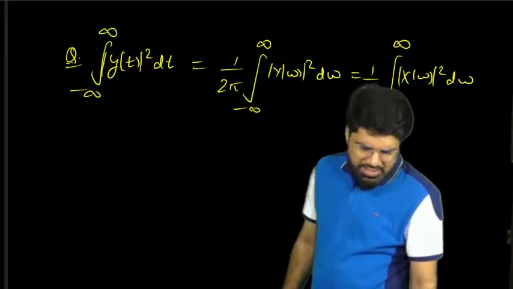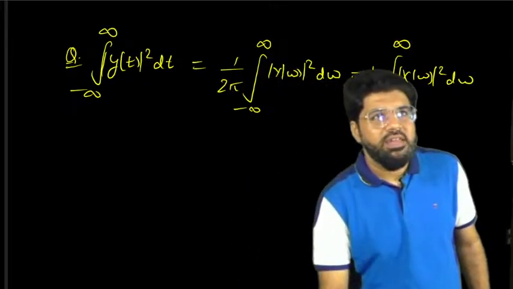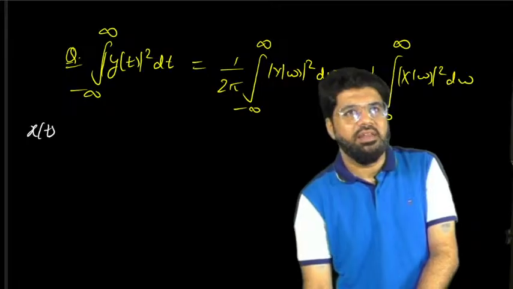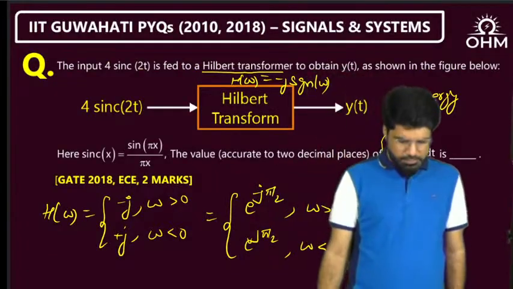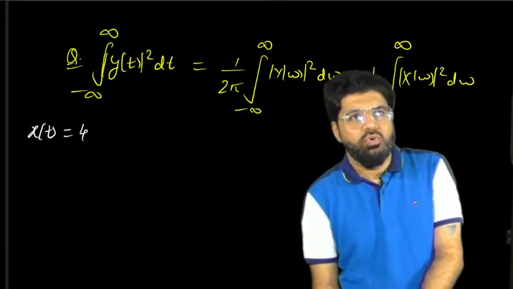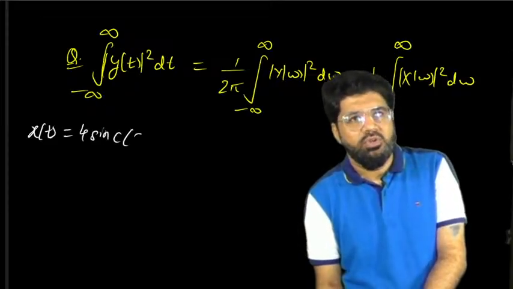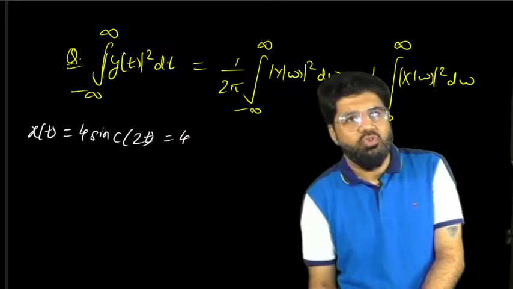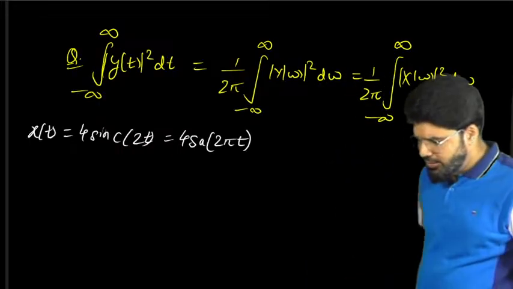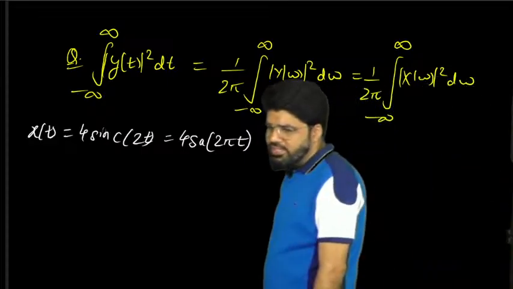xt is given and it's a very common function. Sinc or sampling, anything given. It is given as 4 sinc 2t, or you can call it 4 sampling 2 pi t. Sinc theta is simply sampling pi theta, correct?